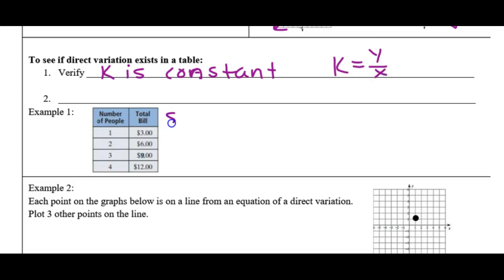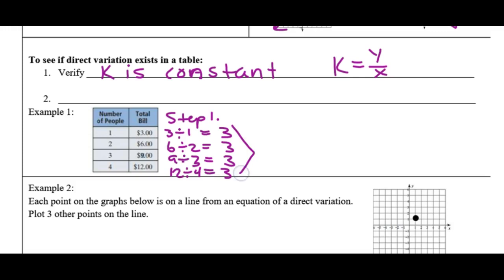So step 1, check in on my k. 3 divided by 1 gives me 3. 6 divided by 2 gives me 3. 9 divided by 3 gives me 3. 12 divided by 4 gives me 3. So right there, if I didn't know this was direct variation, I could check it by what I just did. I take y and divide it by x. So this is x, this was y. And I took y and I divided it by x for every ordered pair, every time. And then if it was the same thing, I know it's direct variation.